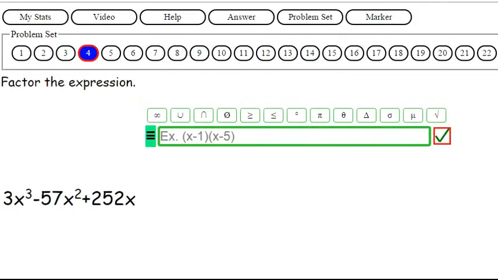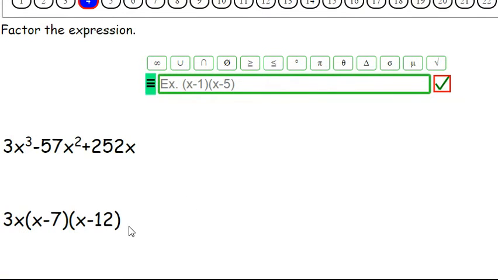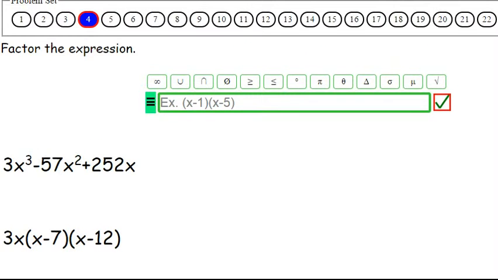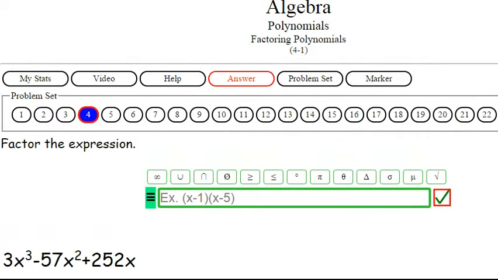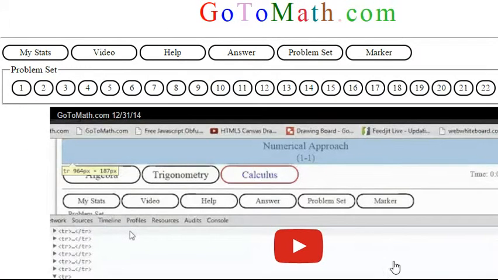3x. Okay, well, let's go back to the page. And there you go. So it's definitely going to be one that you need to practice on. If you can do these, you'll be able to do them anywhere. We're over here at gotomath.com, practicing how to factor polynomials, and seeing the next problem.